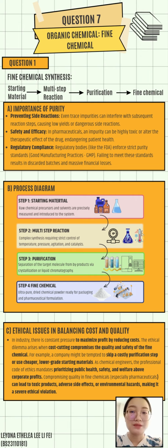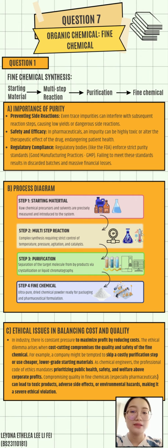So B is about the process diagram. Step 1 is the starting material, where the raw chemical and solvent are precisely measured and introduced to the system. Step 2 is the multi-step reactions, which strictly control temperature, pressure, agitation, and catalysis. Step 3 is the purification, with separation of the target molecule from byproducts via crystallization. The final step is the fine chemical, where the dry chemical powder is ready for packaging.